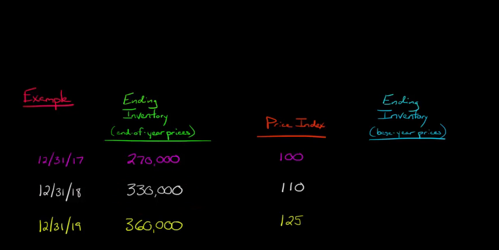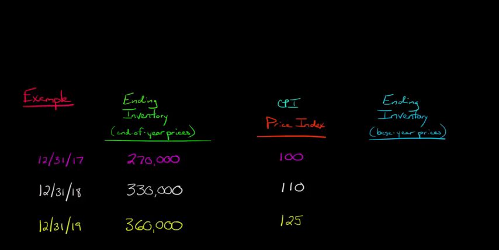Here's the thing. Inflation might be accounting for some of this increase from $270,000 to $330,000. So it might not be that you just have more inventory. It might just be that the prices have gone up. So we're going to say ending inventory at end of year prices, and then we're going to account for inflation with a price index. This could be the consumer price index, any kind of price index. Think of the CPI if that makes it easier. We're going to use that price index to convert to an ending inventory at base year prices.